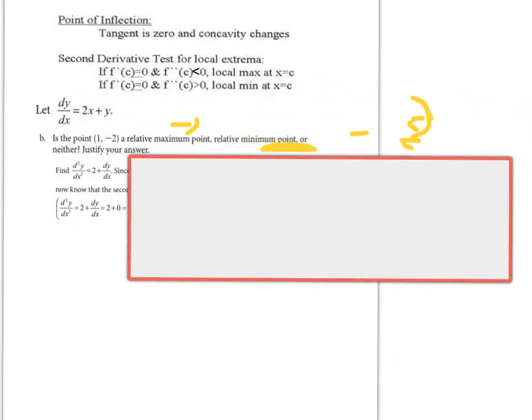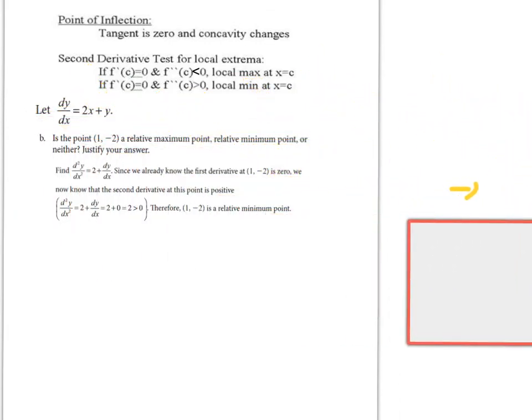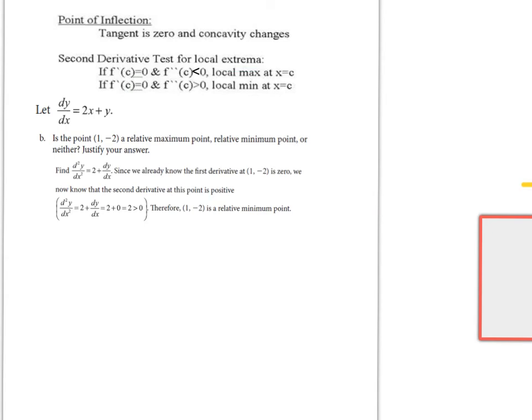I'll give you an example from something that was given on the AP test. This is from an old AP question. This is where you're given an actual dy dx, a slope of the tangent line, equals 2x plus y, a formula for the derivative. And the question is, is the point 1, negative 2 a relative maximum, a relative minimum, or neither?